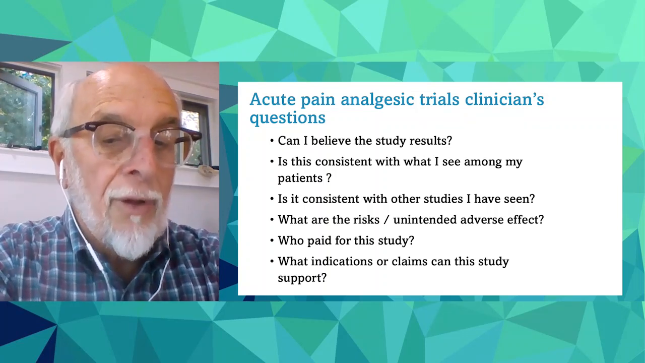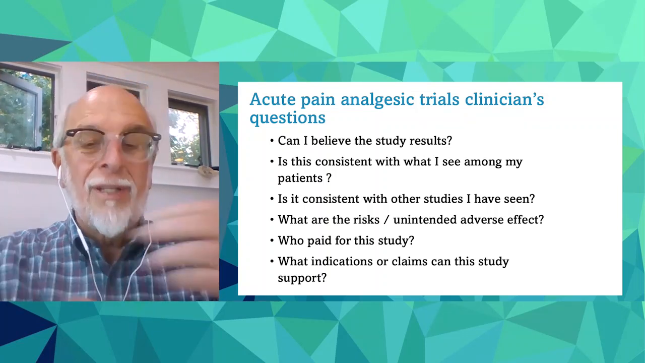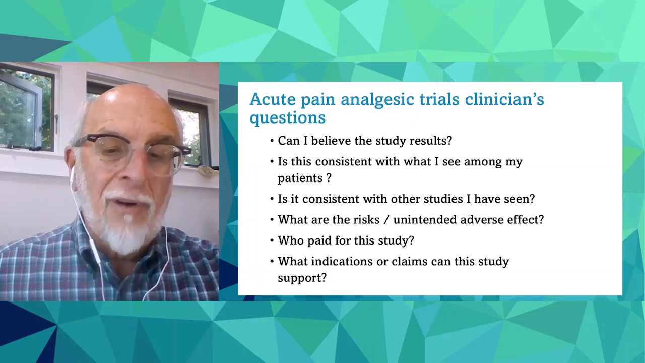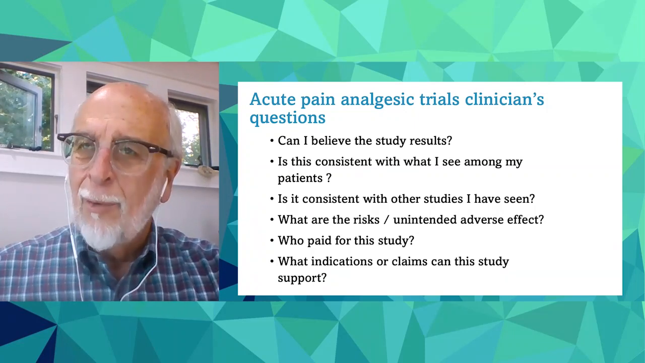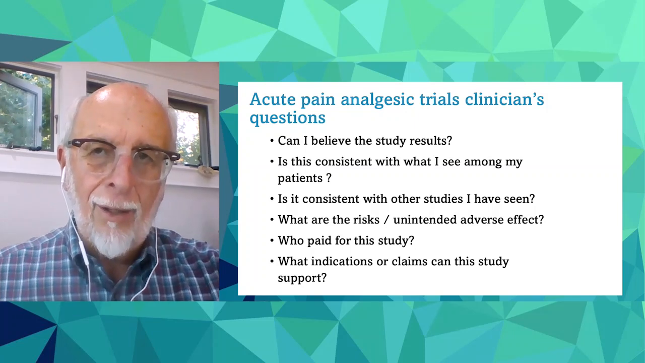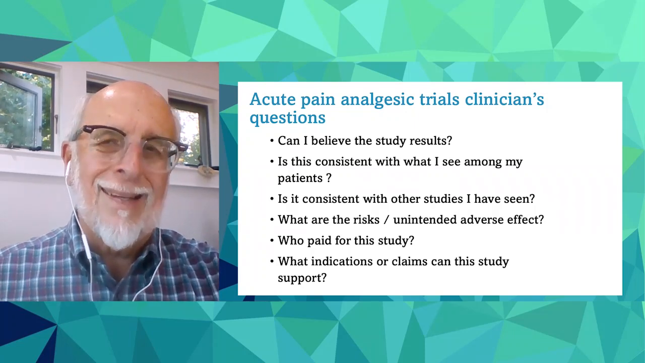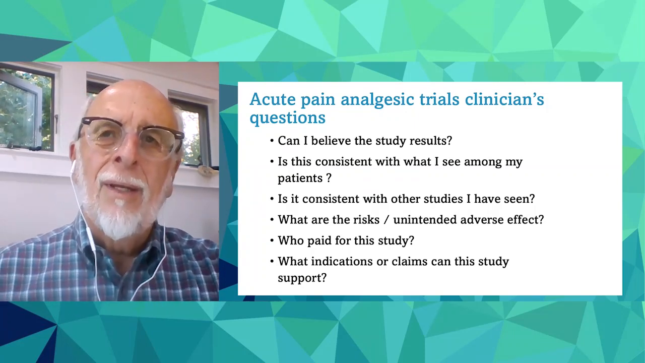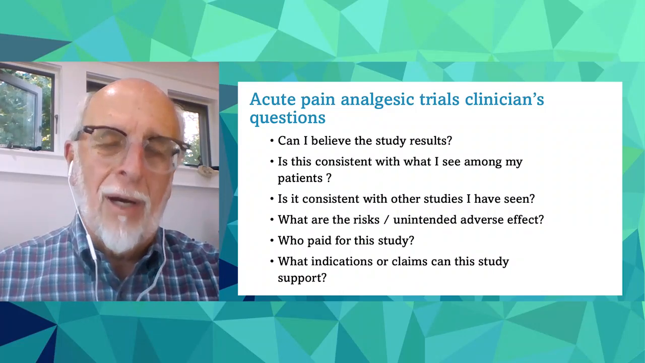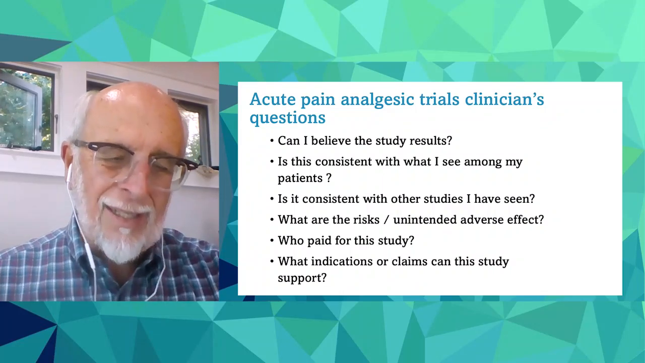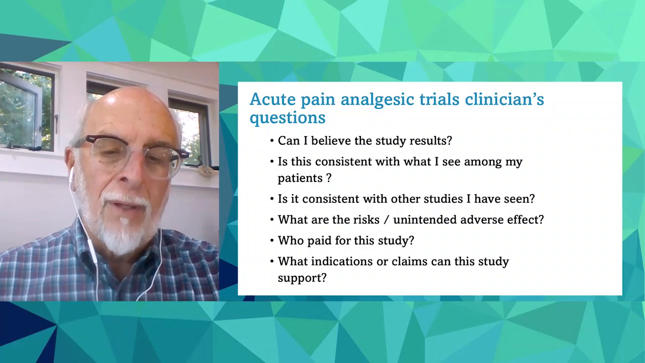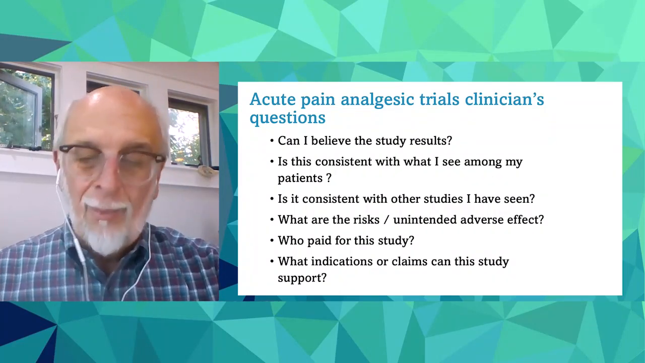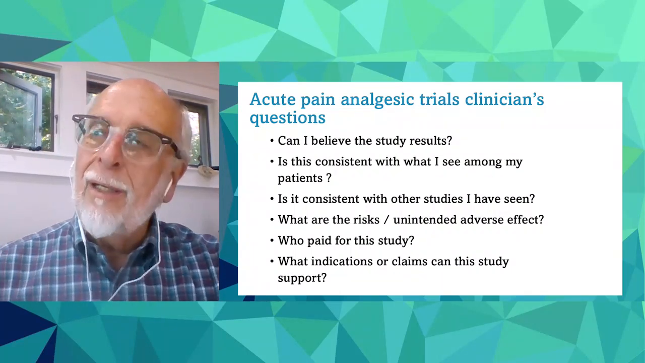Is it consistent with other studies of this drug or this class of drugs? Finally, what are the risks and what are the unintended adverse events? I will tell you that I've never studied a drug that doesn't have some side effects. And if it's going to affect the body's normal physiologic system, there are bound to be some type of adverse events that can occur. Finally, another element of bias is who paid for the study.